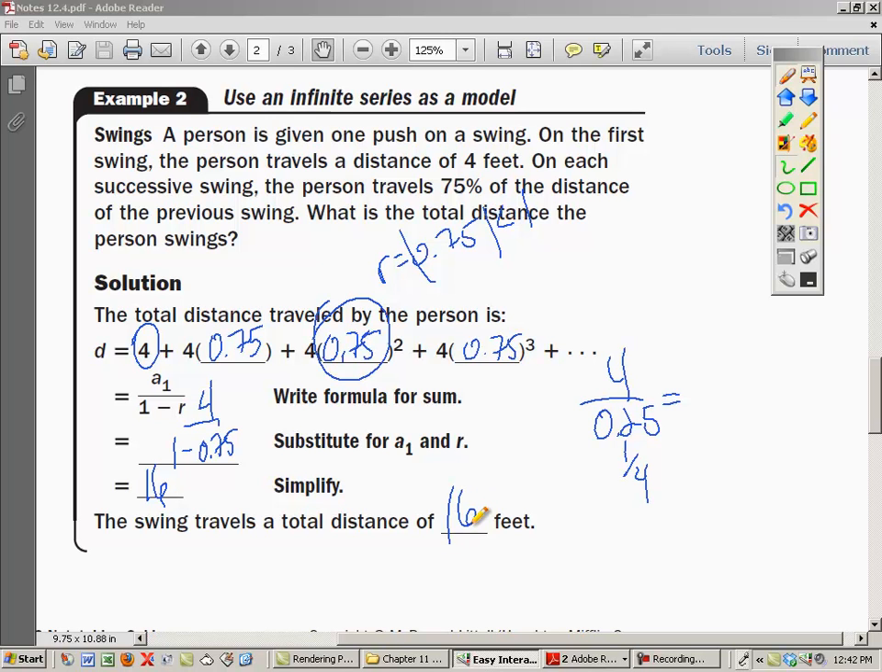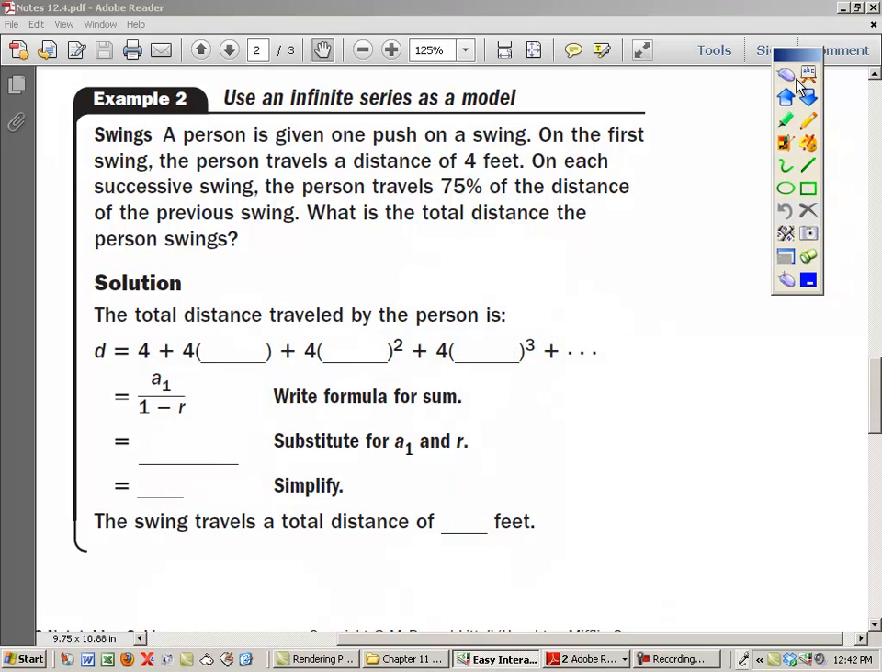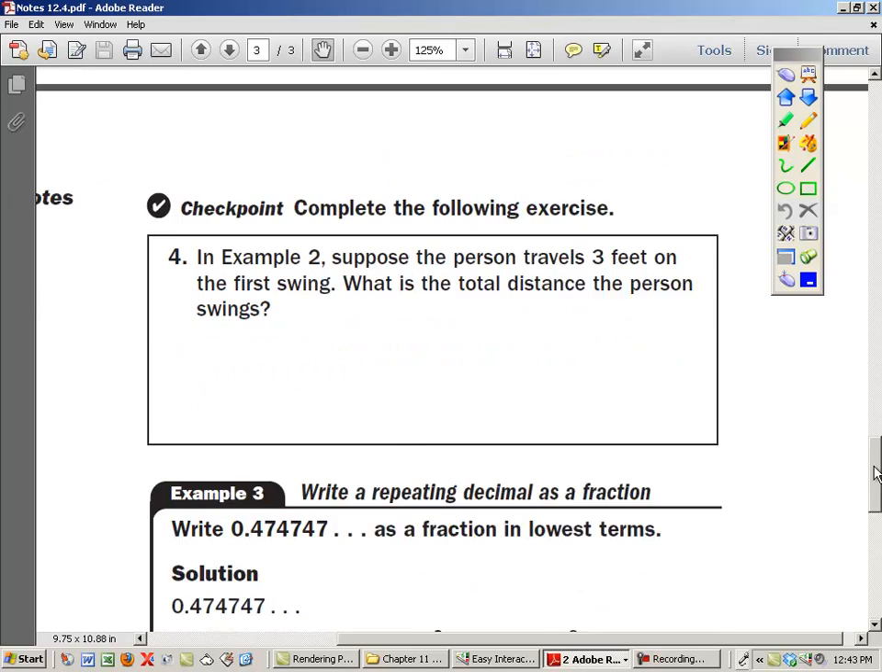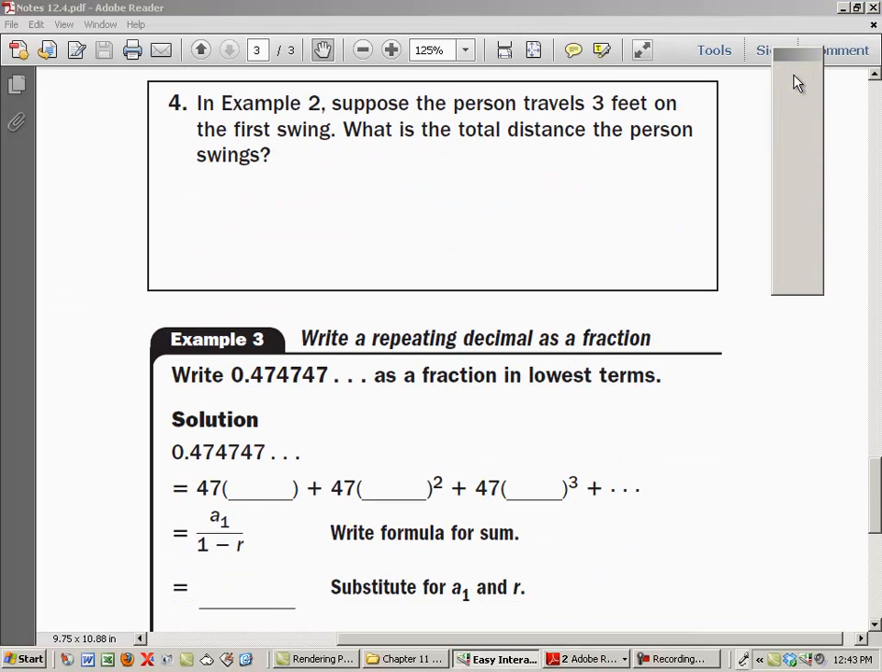So if we start at, our first path is 4 feet, and then we do 75% of that every time, eventually we can say that we traveled a distance of 16 feet. Try another one here. Let's try the example here in the checkpoint down below.